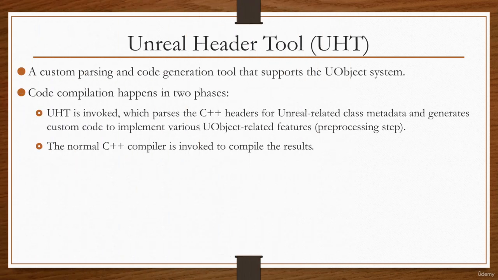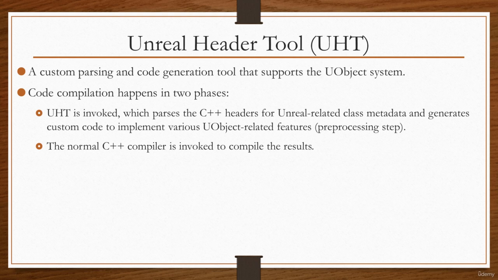So what is this Unreal Header Tool that I mentioned, or UHT? It is a custom parsing and code generation tool that supports the UObject system, that is the Unreal Classes system. Now with Unreal, code compilation is going to happen in two phases. In the pre-processing step, the UHT, the Unreal Header Tool, is invoked, which parses the C++ headers. In other words, it searches the headers for Unreal-related class metadata, so the macros basically, and the arguments or specifiers that are provided in those, and it's going to generate custom code to implement various UObject-related features.